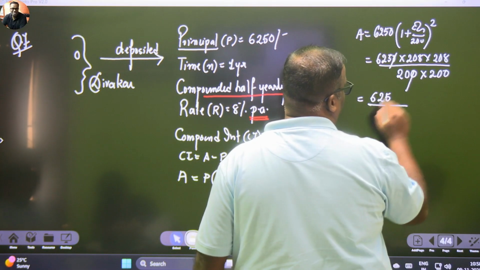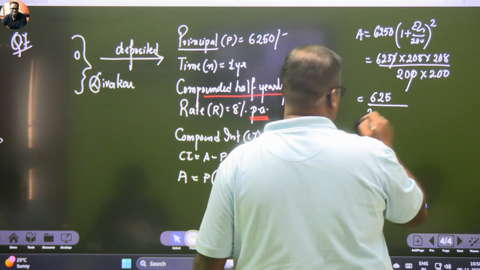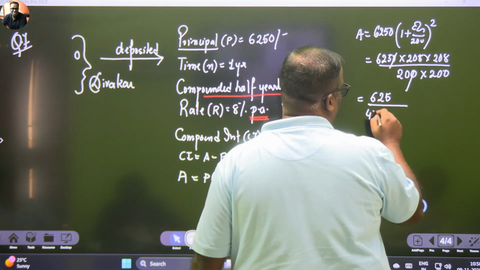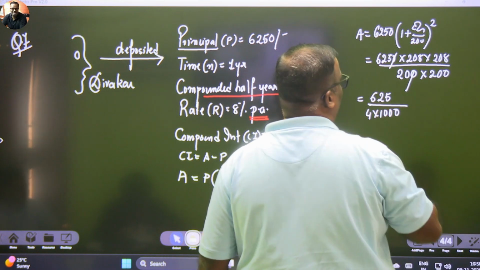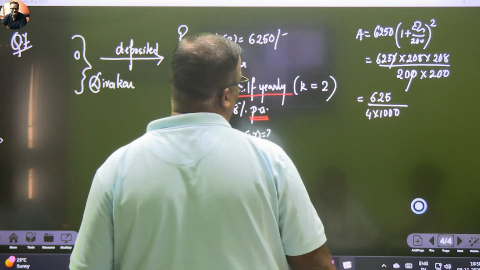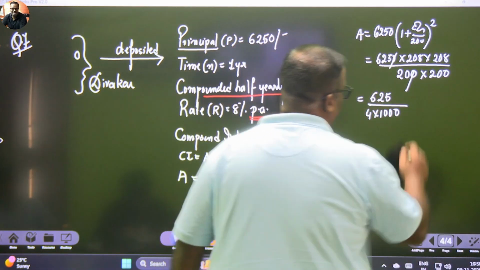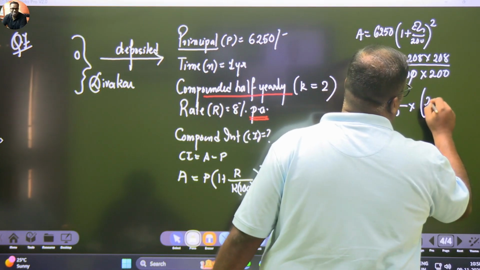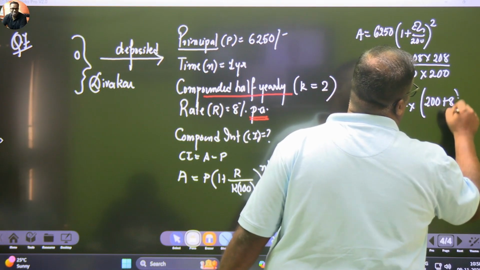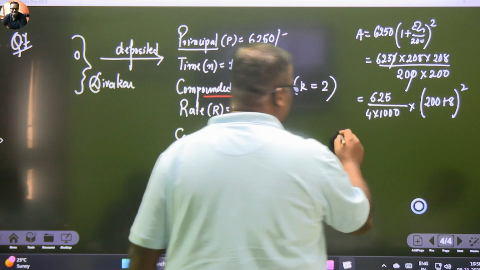625 divided by 2 into 4 into 1000. This is where I went wrong. It should have been 1000. The rest of the calculation was correct. Into 200 plus 8 whole square. This is correct? Yes, up to here.